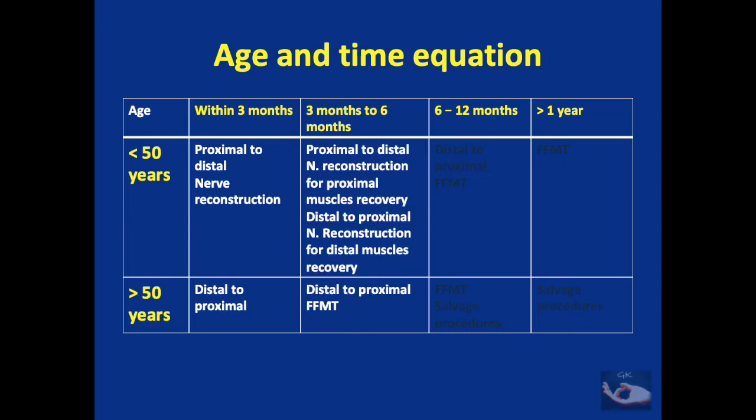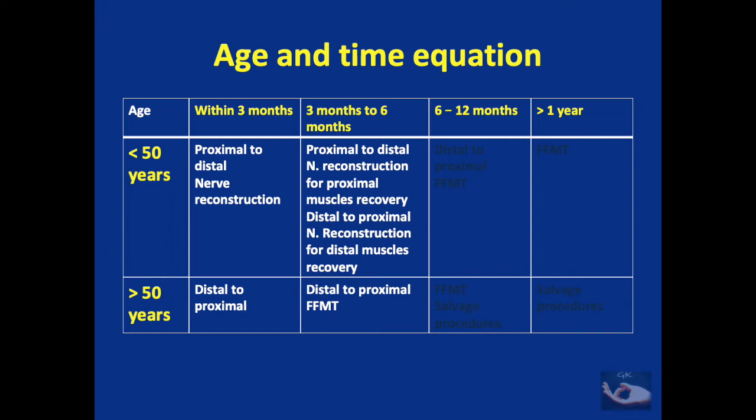If he has presented between 3 months and 6 months of the injury, we can do a proximal to distal nerve reconstruction for the proximal group of muscles like the shoulder and the elbow, whereas we can plan a distal to proximal reconstruction for the distal muscles.